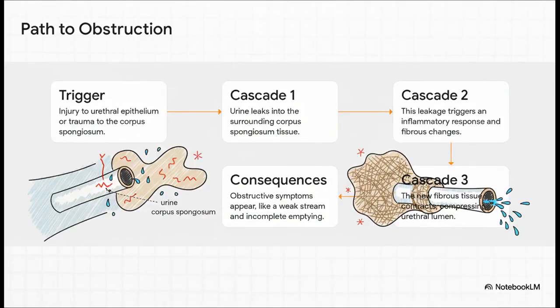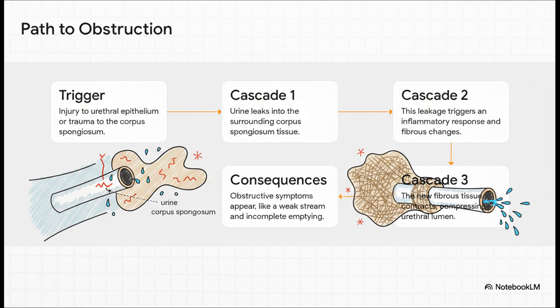So how does this bottleneck actually happen? Well, it's a pretty clear chain reaction. First, you've got a trigger. Think an injury, maybe from a catheter or some kind of trauma. This damage lets urine leak out of the urethra and into that surrounding spongy tissue. Now, the body's response? It freaks out. It sees urine where it shouldn't be and kicks off a big inflammatory response. This leads to scar tissue or fibrosis. And here's the kicker. That scar tissue isn't flexible like normal tissue. It actually contracts, it tightens, and it literally squeezes the urethra shut.